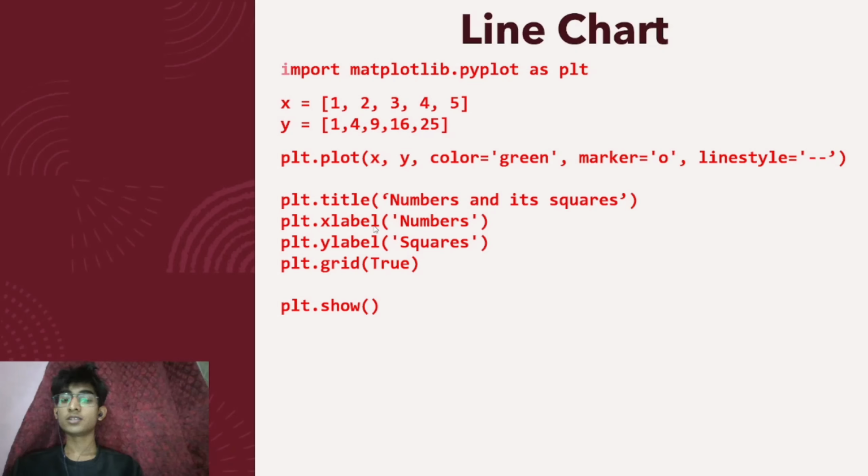So see, the x-axis is representing numbers. The y-axis is representing squares. And we want a grid in our graph. So we will set plt.grid equal to true. And this function, plt.show, will display our graph. If this line is not in the code, it will not display the graph. It will just plot the graph. And once we write plt.show, it will display the graph.